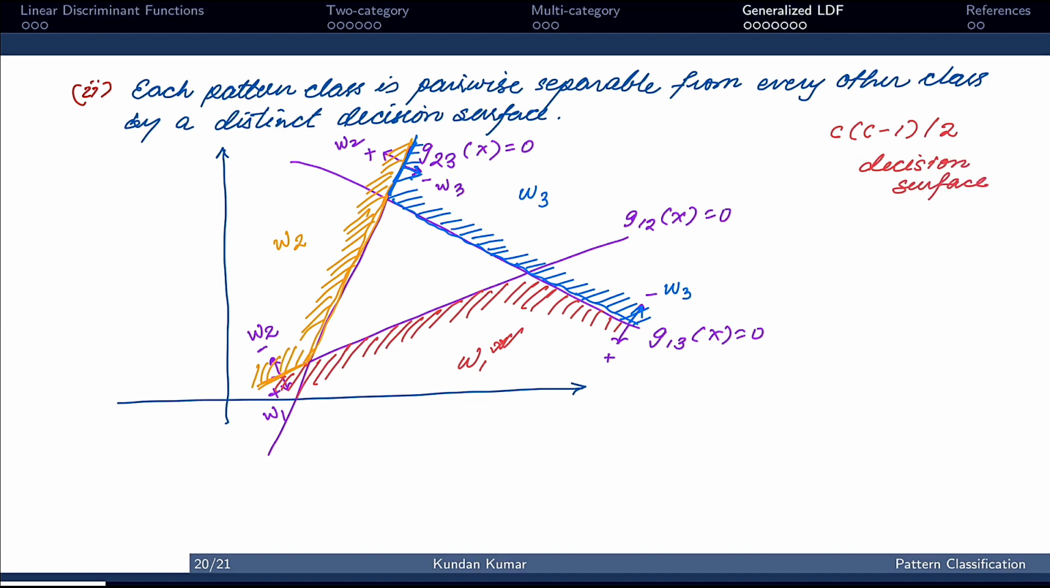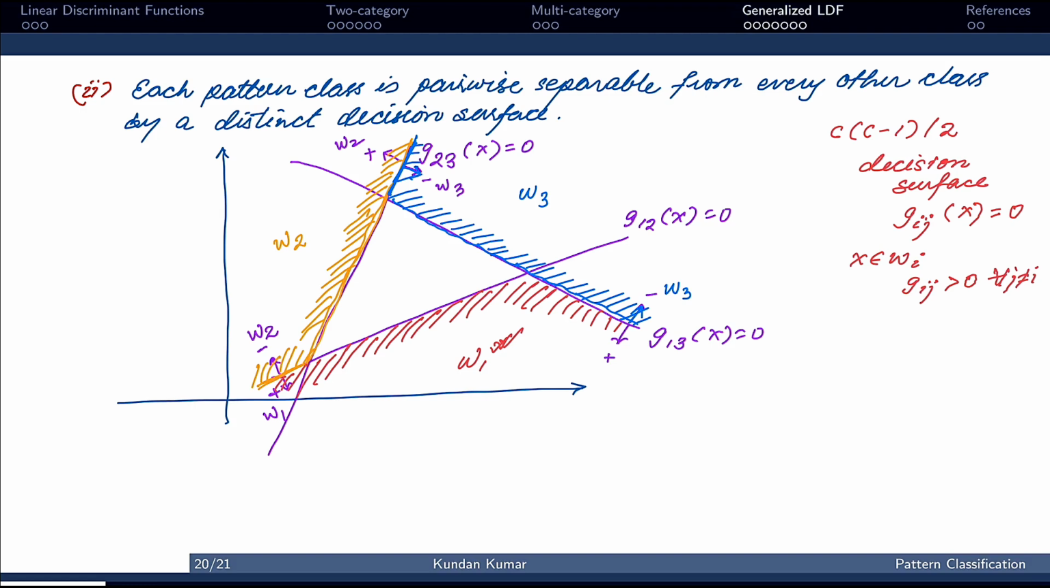Okay, and where we are considering joining two classes, the discriminant function is gij equal to 0, and if x belongs to omega i, that means gij is greater than or equal to 0 for all j not equal to i.